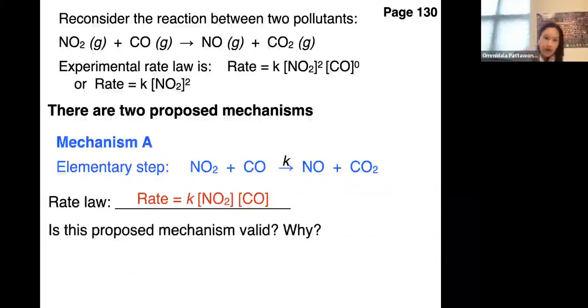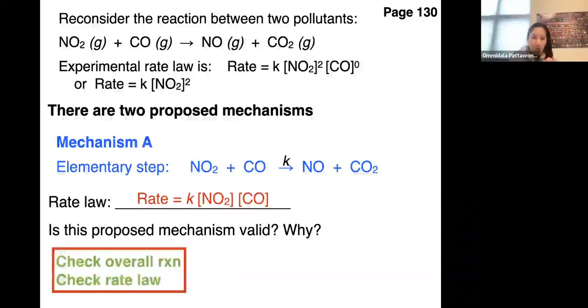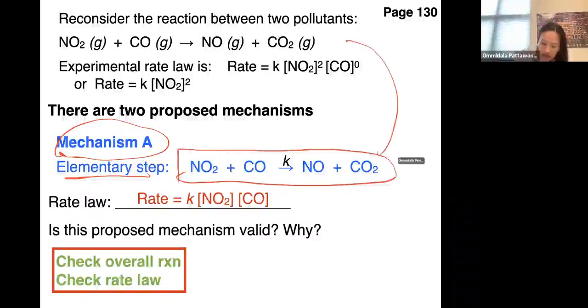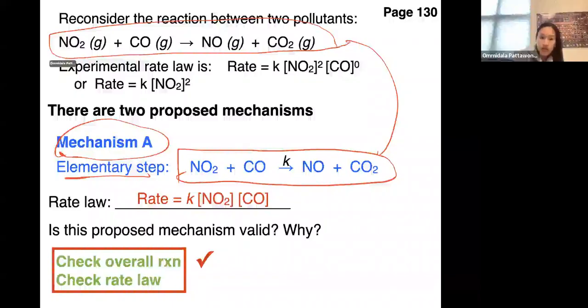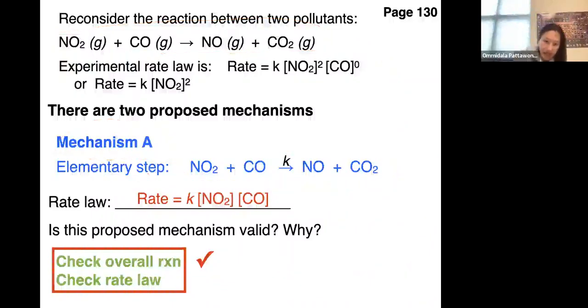Now, in order to prove whether this mechanism is valid or invalid, you have to look at two criteria. One is the overall reaction, and the other one is the rate law. The overall reaction for the mechanism has to equal the given reaction. In this case, since mechanism A involves just one step, and this one step here is identical to the given overall reaction, the overall reaction is going to match. So that's correct. Now, the second one is we need to check the rate law.